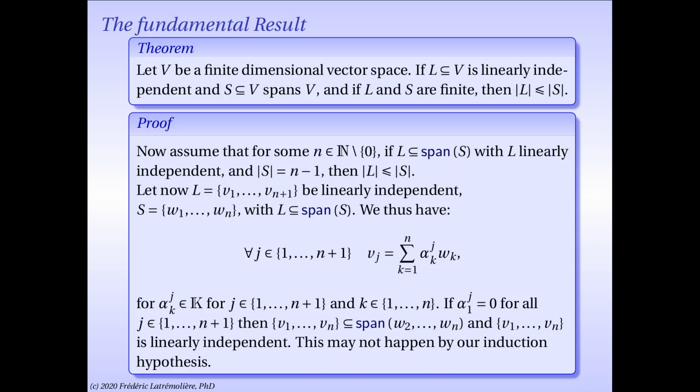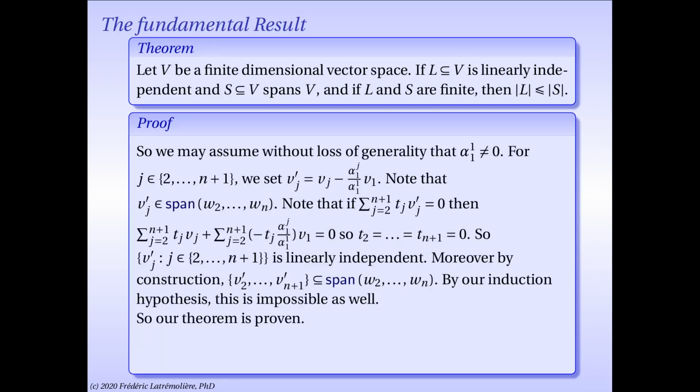So it's not possible that alpha superscript j subscript 1 is 0 for all j's. So we may assume, without loss of generality, that alpha 1, 1 is not 0, and as a scalar in a field, it has an inverse. So now I'm going to do my quote-unquote Gauss elimination. And I'm going to calculate for each j between 2 and n plus 1 a new vector v prime j as v sub j minus alpha superscript j subscript 1 divided by alpha 1, 1 times v1.